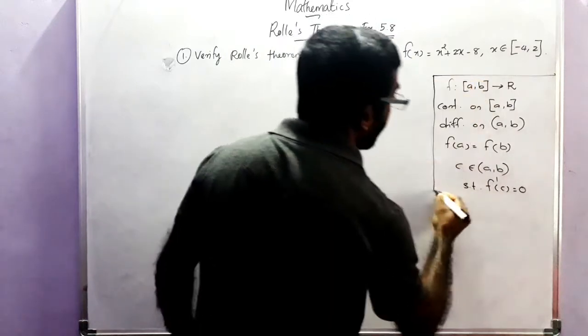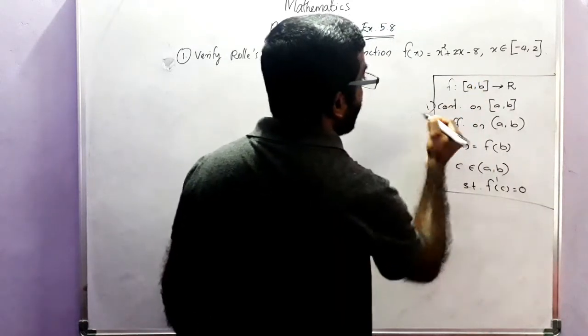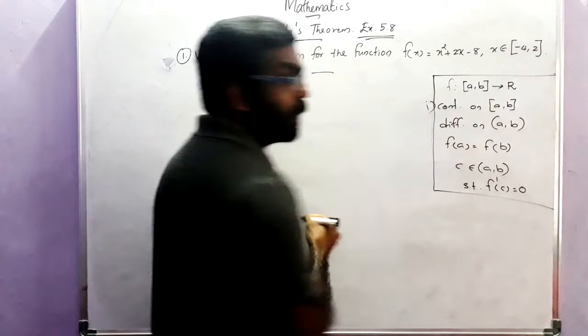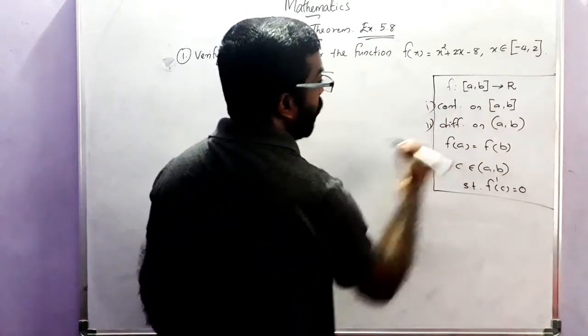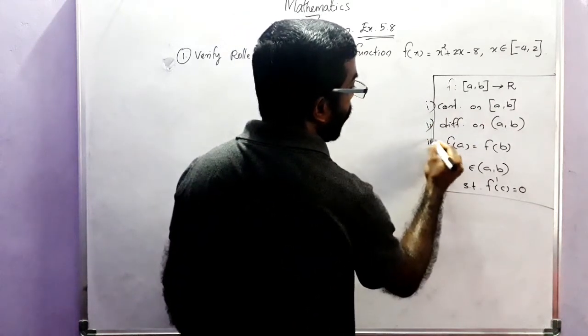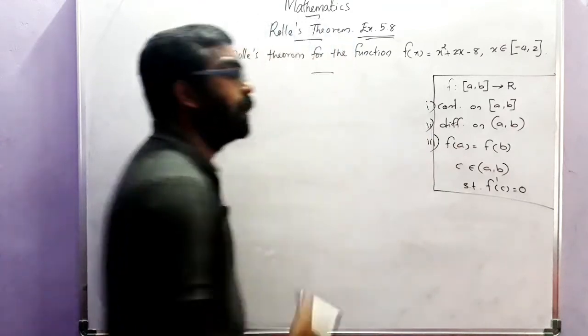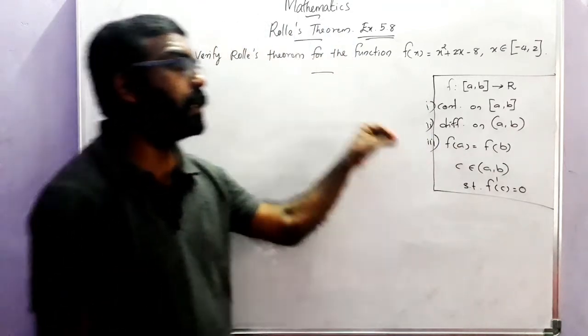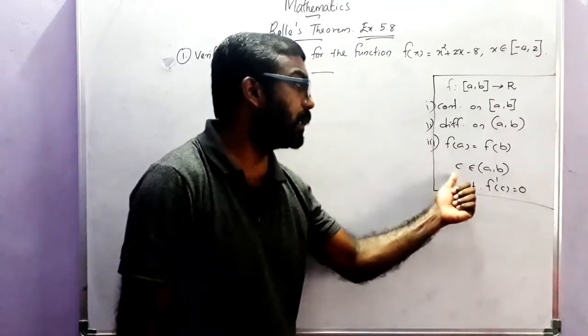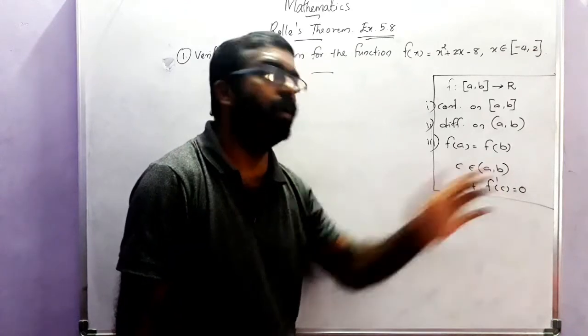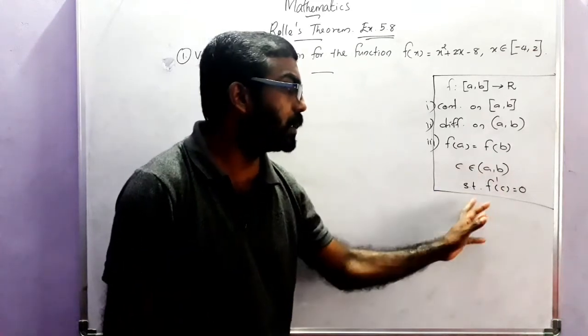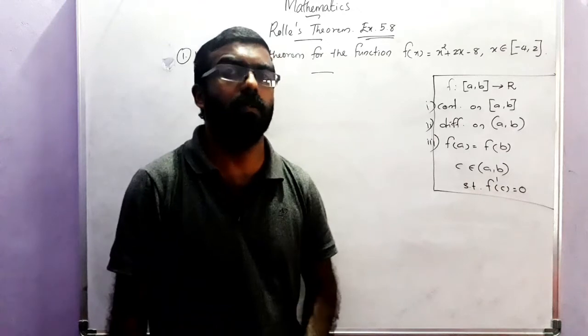So the first condition is continuous on closed interval ab, the second condition is differentiable on open interval ab, and the third one is f of a is equal to f of b. If the three conditions are satisfied, then there exists a real number c belongs to open interval a comma b such that f dash of c is equal to 0.